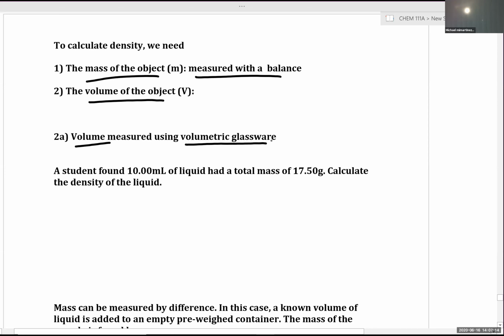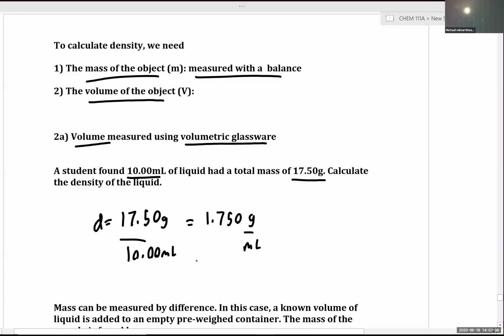So for example, if a student found 10 milliliters of liquid had a total mass of 17.50 grams, we can calculate the density by taking 17.50 grams over 10.00 milliliters, and that in turn gives us 1.750 gram per mil. Notice I am respecting the sig fig rules for division.